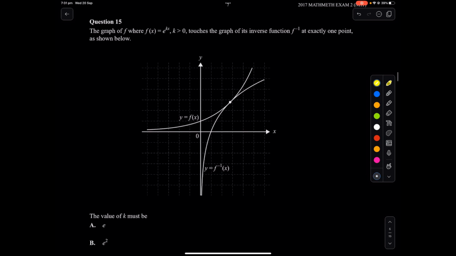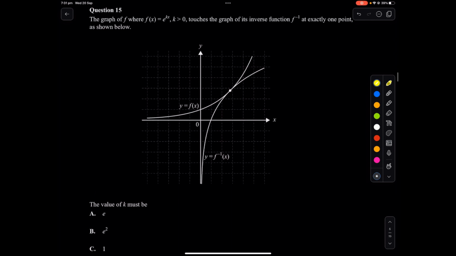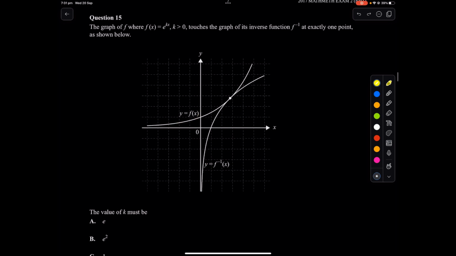The graph of f, where f of x is this, touches the graph of the inverse function at exactly 1 point as shown. The value of k must be what? I've done an exam that's similar to this actually. Because the inverse and the function are touching, what do we know? We know that at y equals x, they're equal, like here.